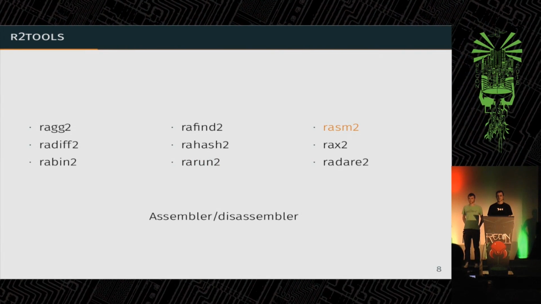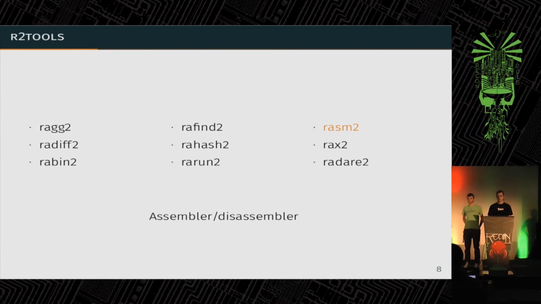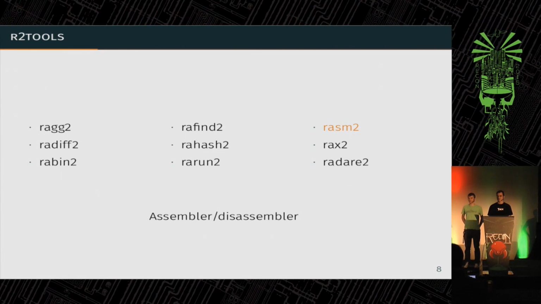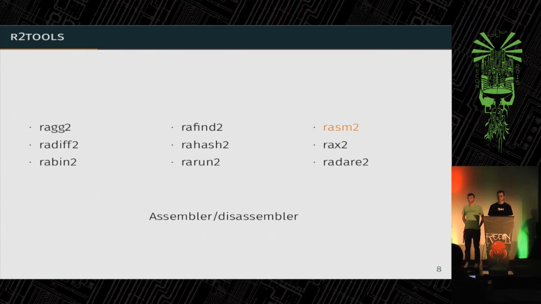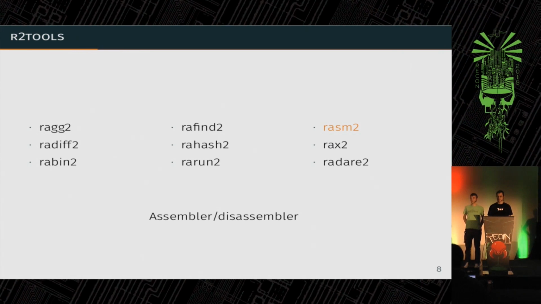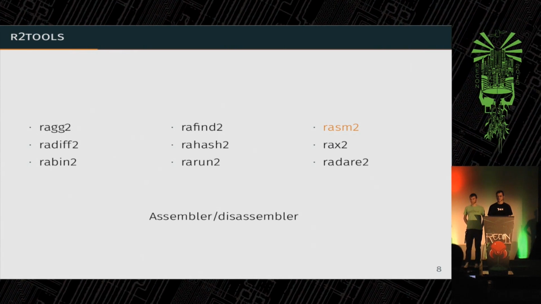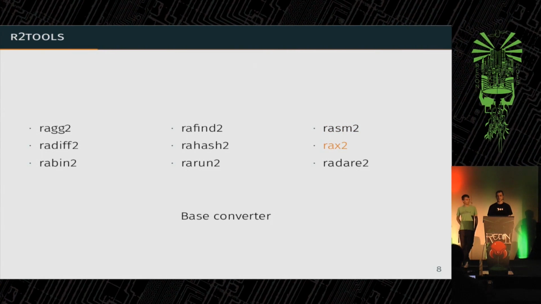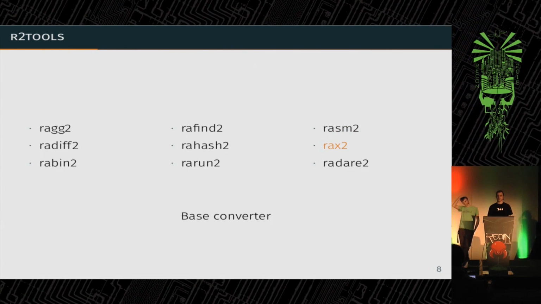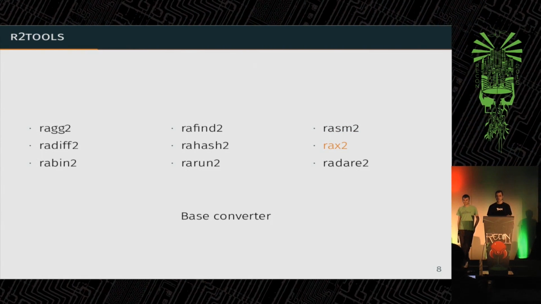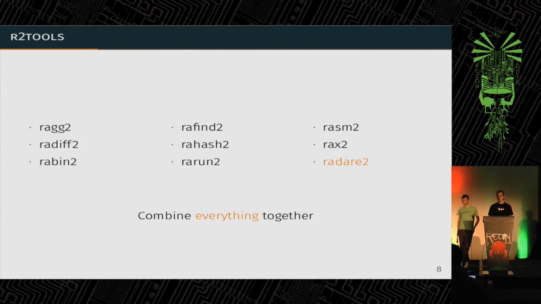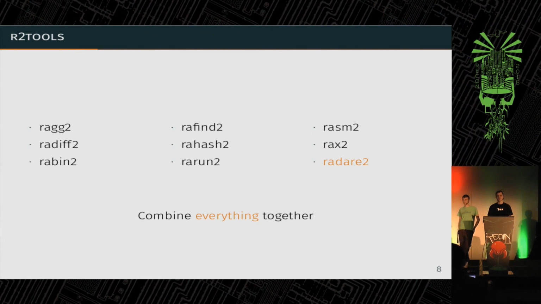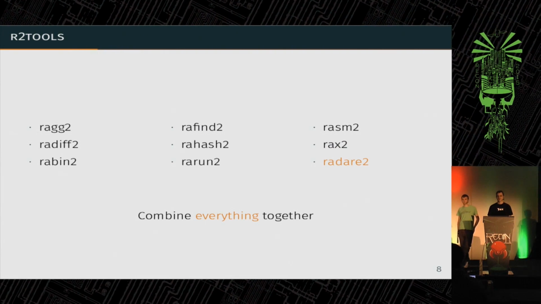Rasm2 is an assembler and disassembler. It's like the most useful part of R2. It's for assembling and disassembling various architectures. I'll explain later. It's pluggable, so if R2 does not include the architecture that you like, it's very easy to add a new CPU module. Rax2 is some kind of calculator because you may be tired of spawning a Python shell every time you want to have a hexadecimal value and decimal value, so just use Rax2. And Radare2 is basically, it combines all of the previously mentioned tools into one hopefully useful CLI. Hopefully.